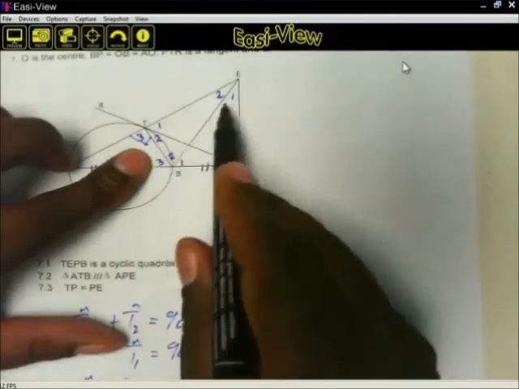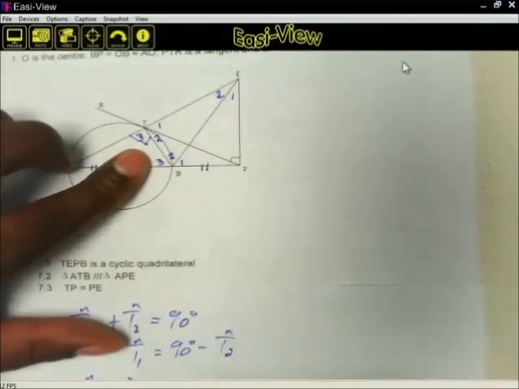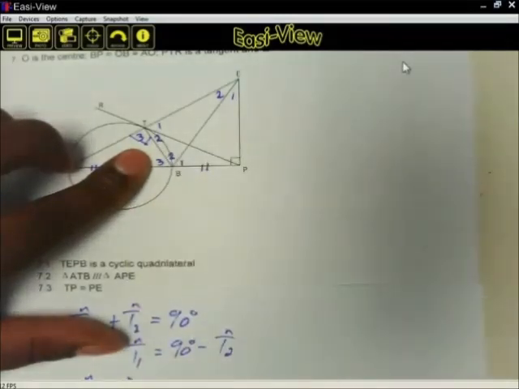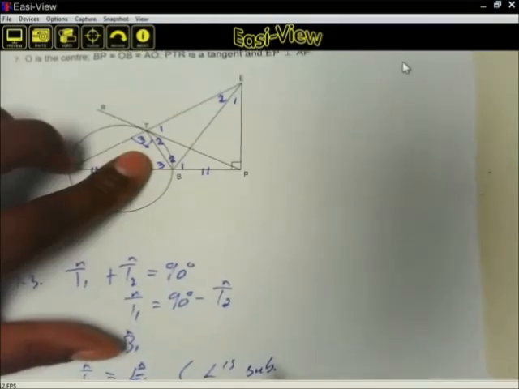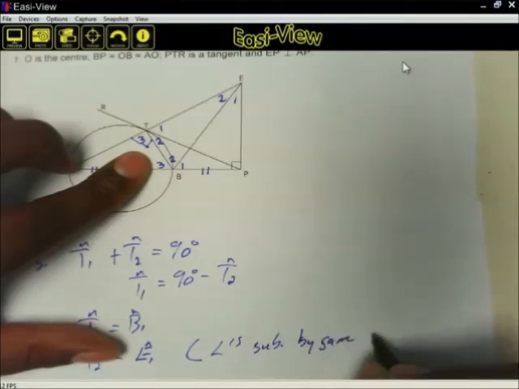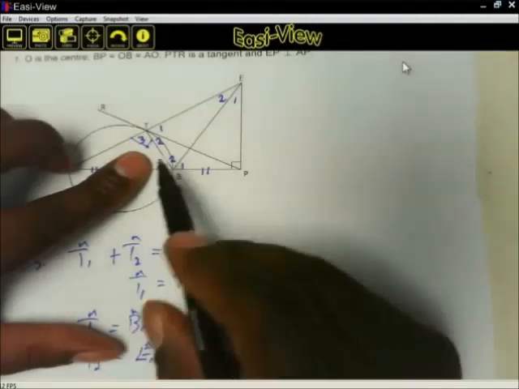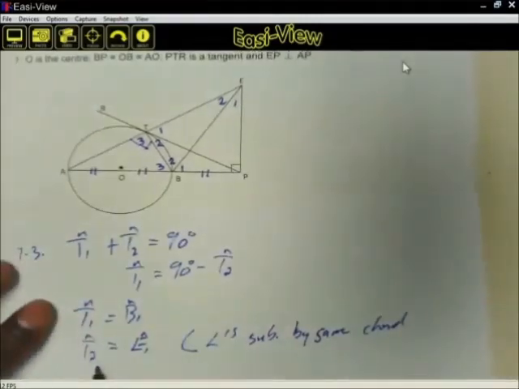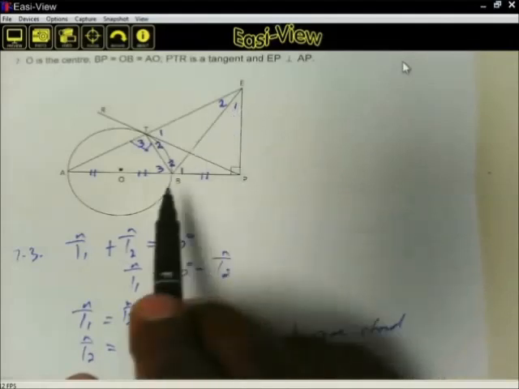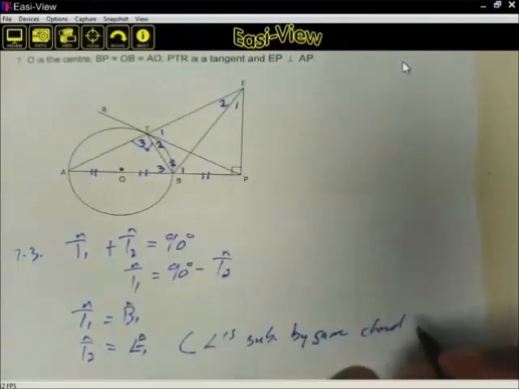Why do I say T2 is equal to E1? We need to provide a reason. T2 is equal to E1. Those are the angles subtended by the same chord. Where is that? Let me check. Angle T2 is equal to E1, subtended by chord BP.